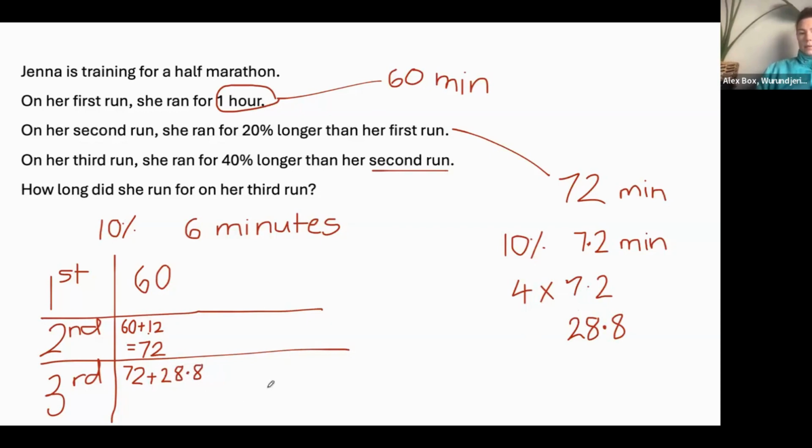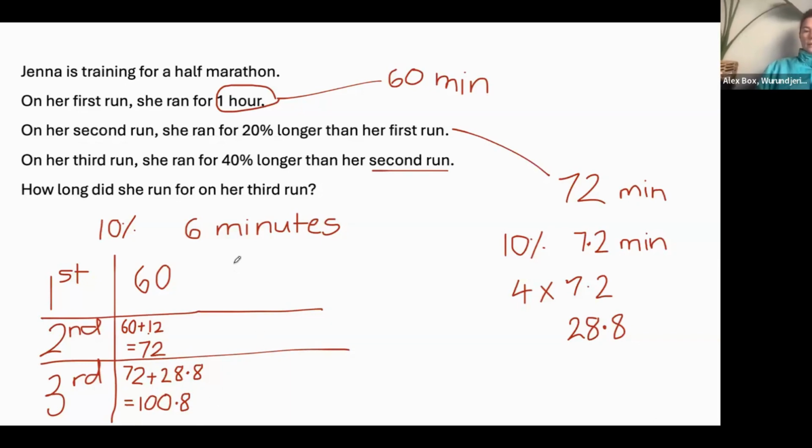And then we add those together. Well, I know that 72 plus 8 is 80, plus 20 is 100. So actually we've got 100.8 minutes. So our answer is going to be some kind of decimal.